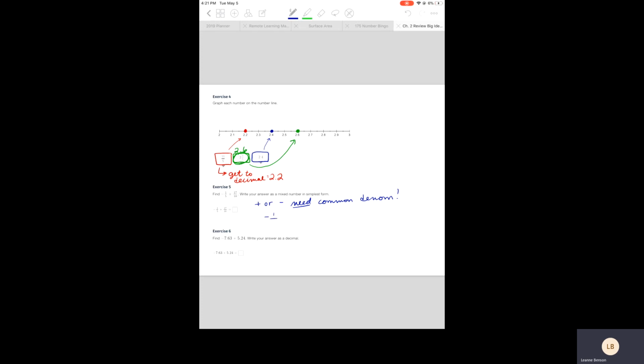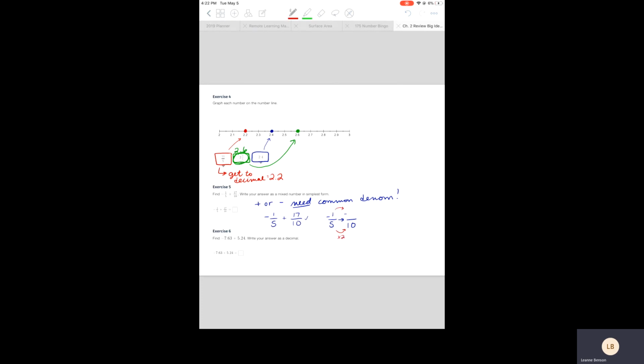So we have negative 1 over 5 plus 17 over 10. Okay, the least common denominator here would be 10. So I'm going to keep this as is, and I'm going to change negative 1/5 into a denominator with 10. Okay, so in order to get from 5 to 10, I multiplied this by 2.